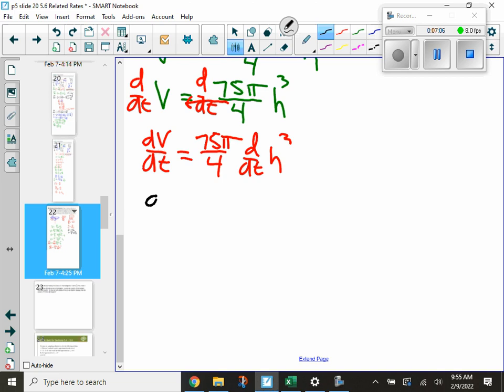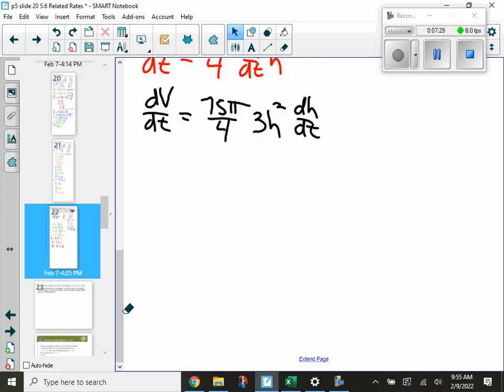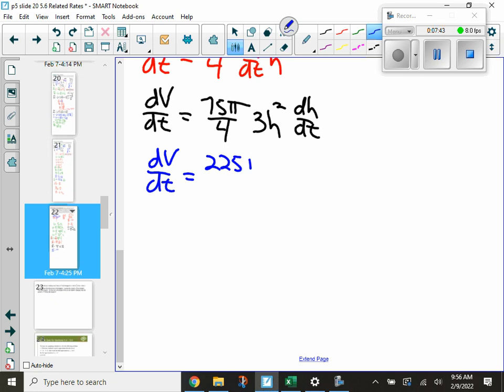So I have dV/dt equals 75π over 4 times 3h squared dh/dt, using the chain rule because I know that h is also a function of time. So dV/dt is equal to 3 times 75 is 225π over 4 h squared dh/dt.